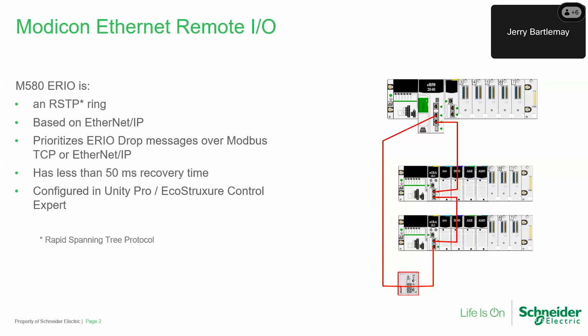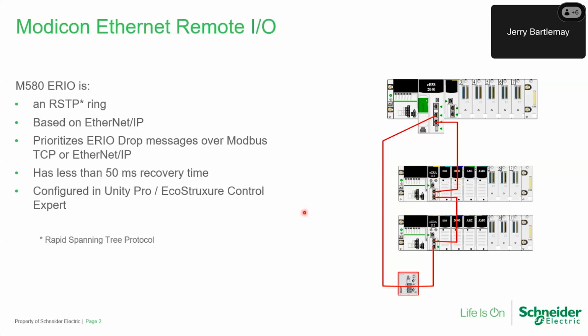Our Ethernet remote I/O system is based on an Ethernet IP RSTP ring. RSTP is Rapid Spanning Tree Protocol, and it gives us the ability to have a ring topology. It actually gives us the ability for other than ring topologies, whether it's star or mesh or other things like that. But the ring is by far the typical implementation here.